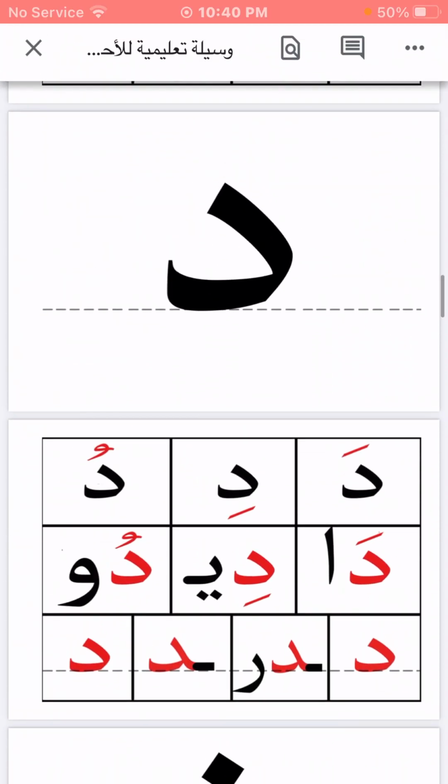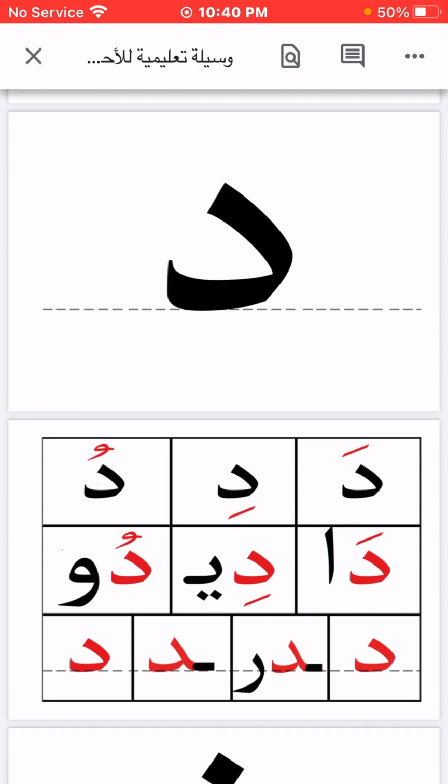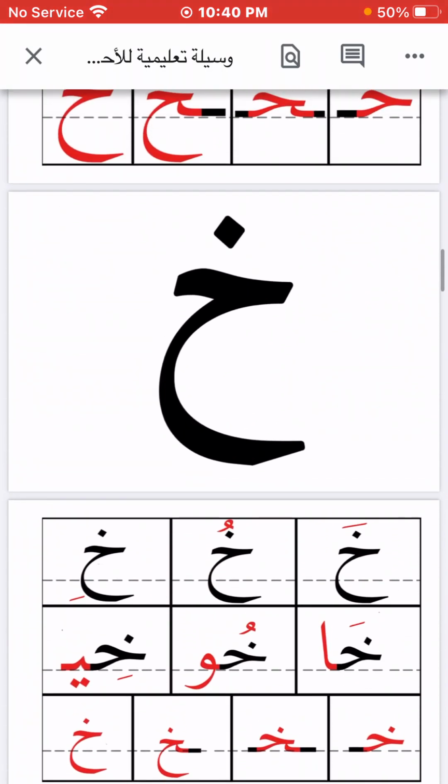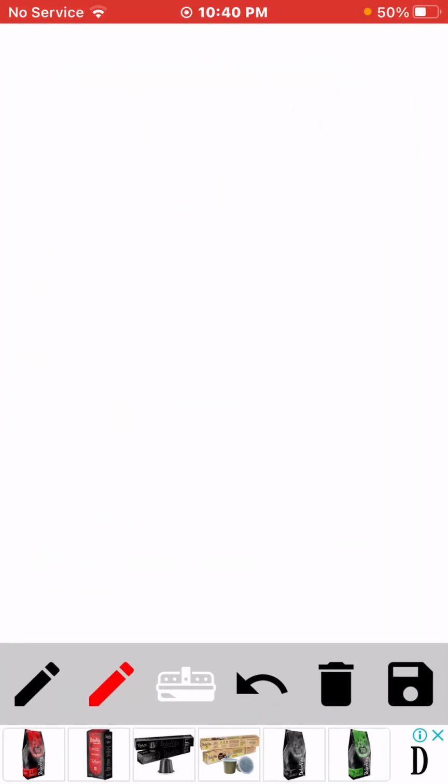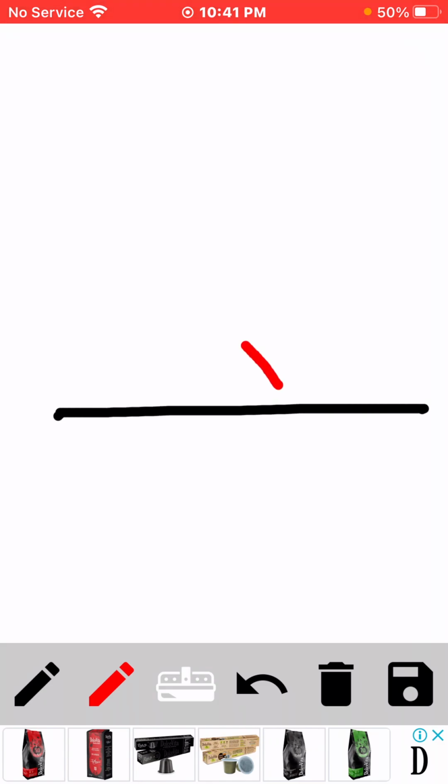Look at the other letter. Look here. This is letter Dal. Its name is Dal. I forgot to tell you, letter Kha, the name and the sound are the same. Here is letter Dal. How do we write letter Dal? Imagine this is our line. Let's look at the left direction. This is letter Dal.